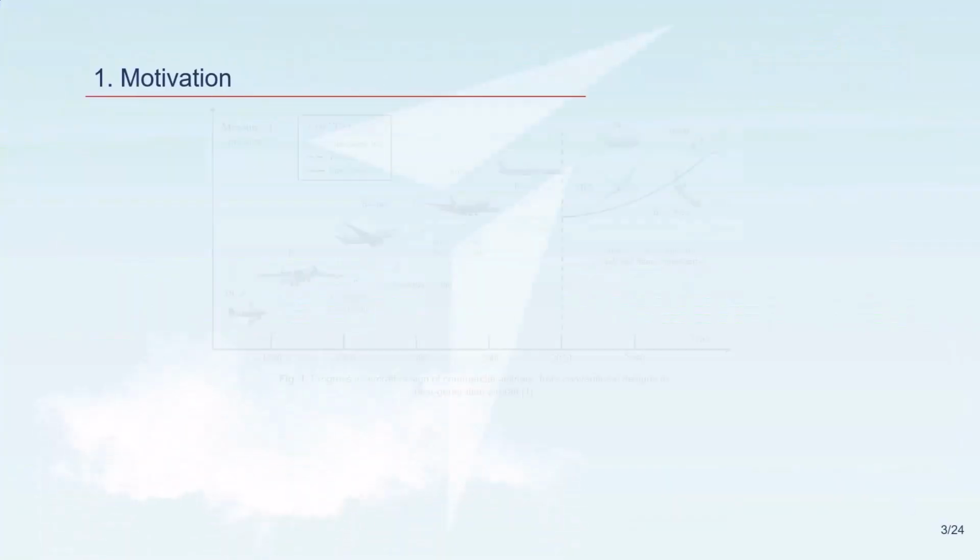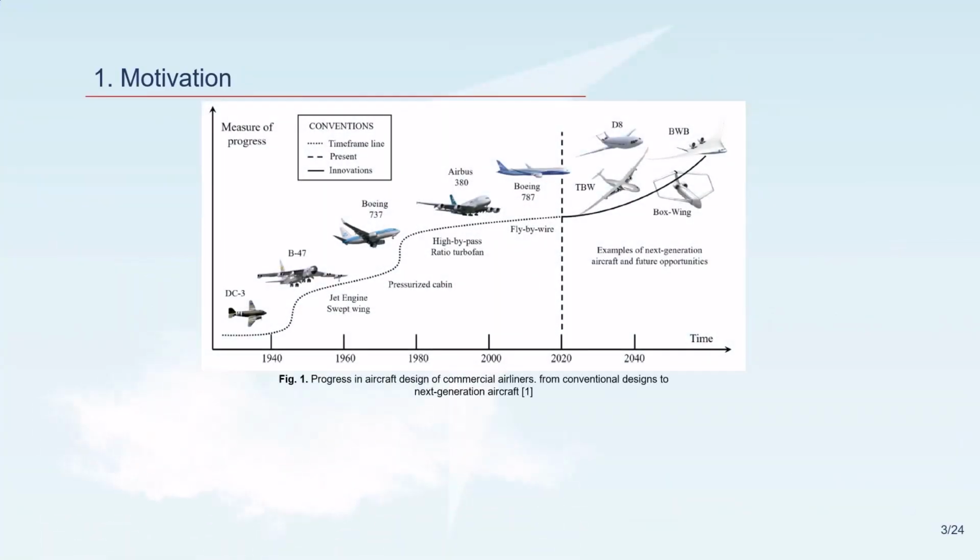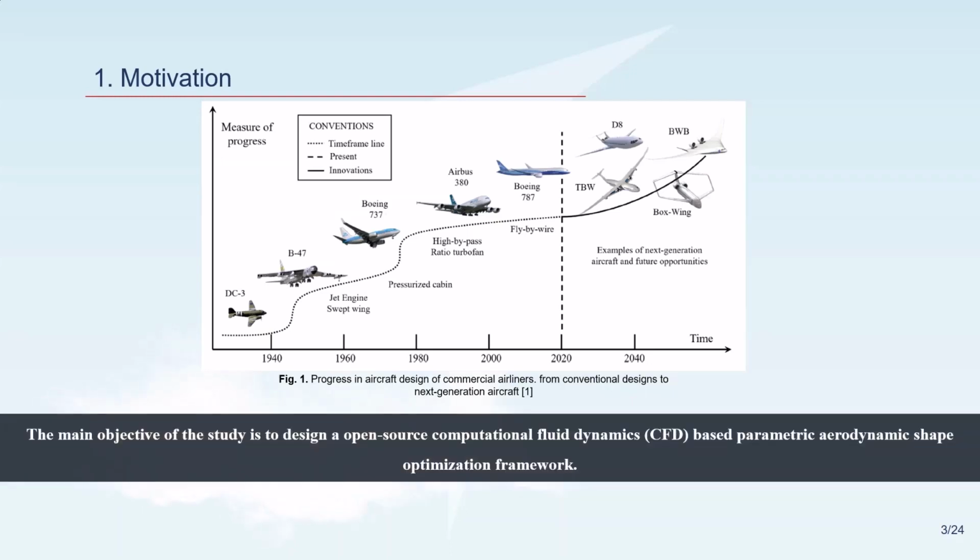You can see in this slide the evolution of commercial airliners over the last 8 decades. The main purpose of this evolution is to design new aircraft which are more aerodynamically efficient, give lower emissions and noise, and have higher load capacity. According to this, intensive optimization efforts must be given to aircraft design. Therefore, the main objective of the study is to design an open-source, computational fluid dynamics-based, parametric aerodynamic shape optimization framework.